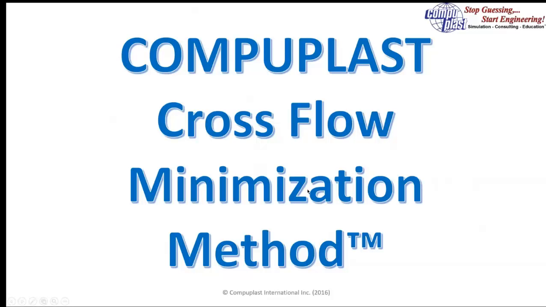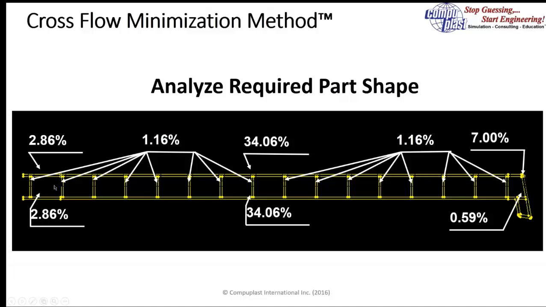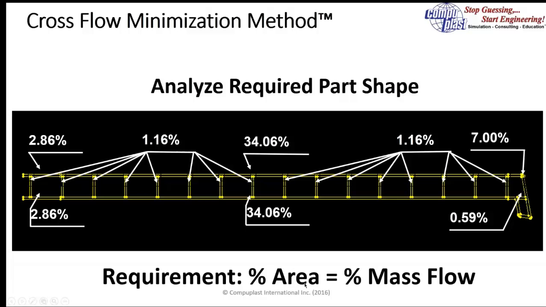And our target starts with the final part shape. This is what we want to make. We analyze the areas of the final part to determine what our target is when we do our flow distribution through the system. So for example, if we want to produce these vertical walls, which represent 1.16% of the total cross-sectional area, we have to deliver 1.16% of the flow to these walls. In other words, the percent area determines the percent mass flow that has to go there.